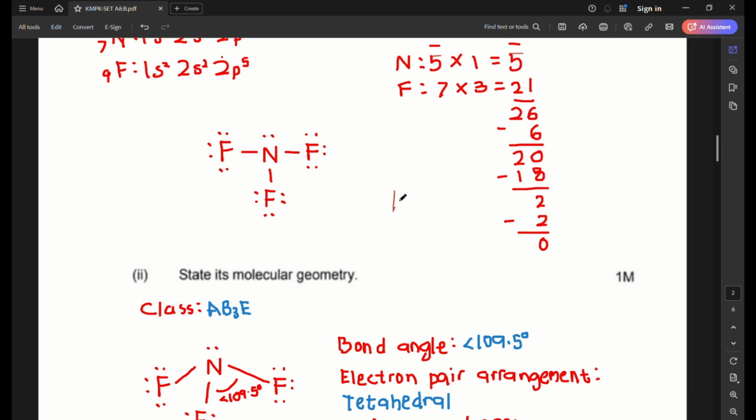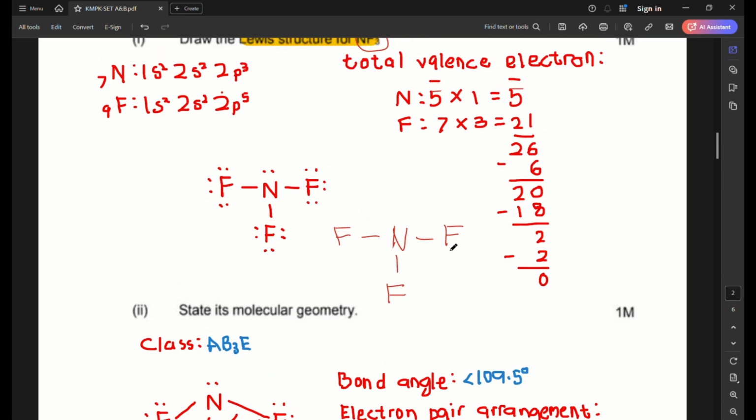Hence, first you draw. There are going to be 3 bonds here, right? So the total is 26. We have 3 lines here, and one line represents 2 electrons, so 3 times 2 is 6. So 26 minus 6 is 20. So that means it's going to be 20, and you have to fill in all of this.